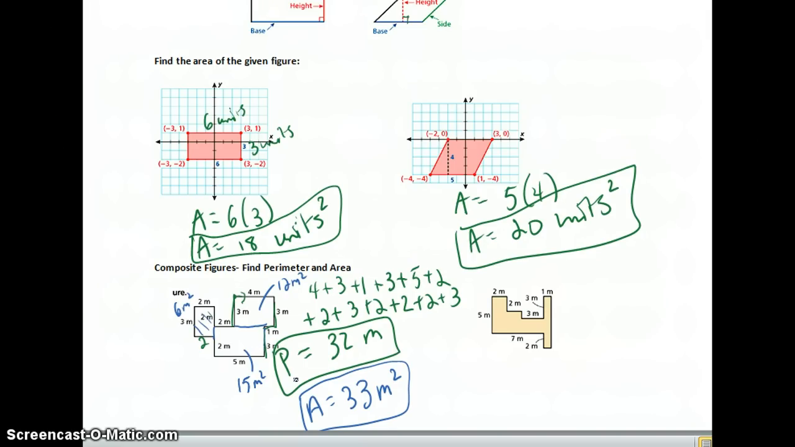I want you to try this last example on your own at home as a portion of the homework. We will talk about it in class, and you can check it. If you have any questions on this lesson, please visit the linked videos or Google area and perimeter of parallelograms or rectangles, whichever one is giving you the most difficulty.